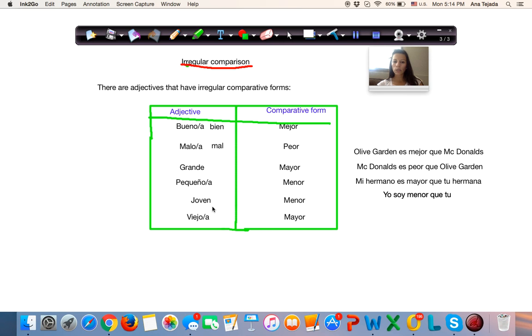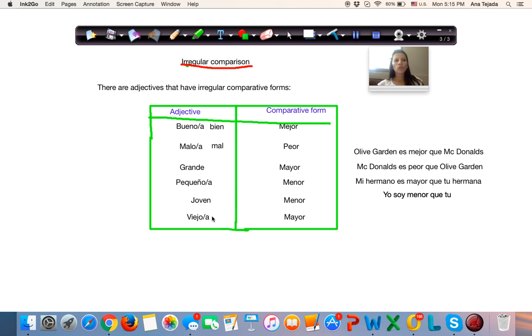So this is when we want to use words like joven or viejo. When we're talking about grande and pequeño, we're also going to use mayor and menor, because we can't say in Spanish, mi hermana es más grande que tú. That would mean in terms of size, and not of being an adult or being older or younger than someone else, okay? So those are the tricky ones.